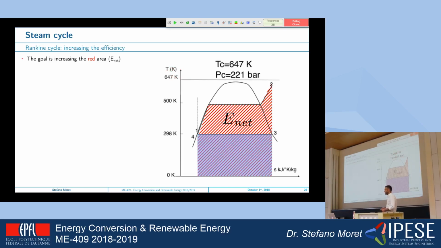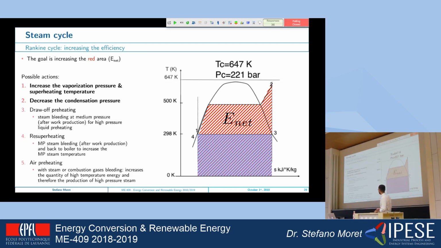So the last part before the exercise is how we can increase the efficiency of this cycle. The cycle that I showed you is the standard Rankine cycle, and it has an efficiency of around 35–40%. This efficiency can be increased by doing different things. There are normally 5 actions that you can do to increase the efficiency of a Rankine cycle. And let's see them here.